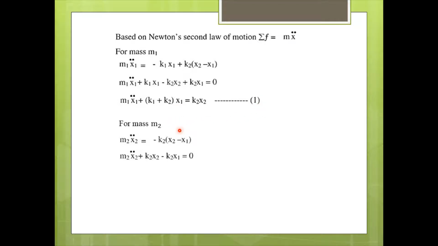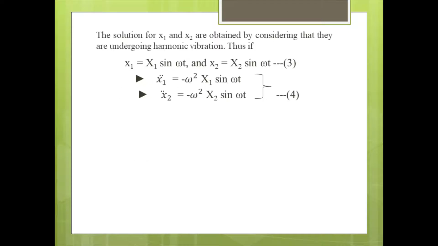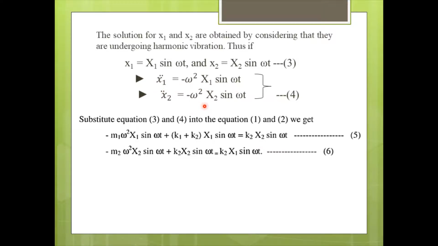Similarly, for mass m2, we are writing this equation of Newton's second law of motion and simplified that equation to reach the equation number 2. The solution for x1 and x2: now let us consider these displacements to be harmonic vibration, and hence x1 is taken as X1 sin omega t and x2 as X2 sin omega t. These are the common form of harmonic vibration or simple harmonic motion. So differentiating these displacements x1 and x2 twice, we will be getting the acceleration as minus omega square X1 sin omega t and minus omega square X2 sin omega t for the second displacement.